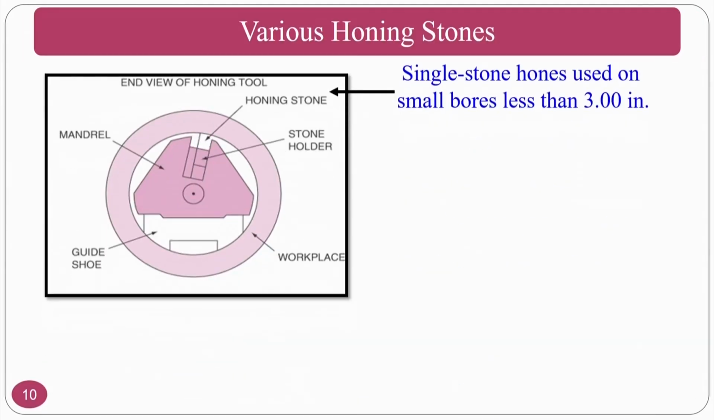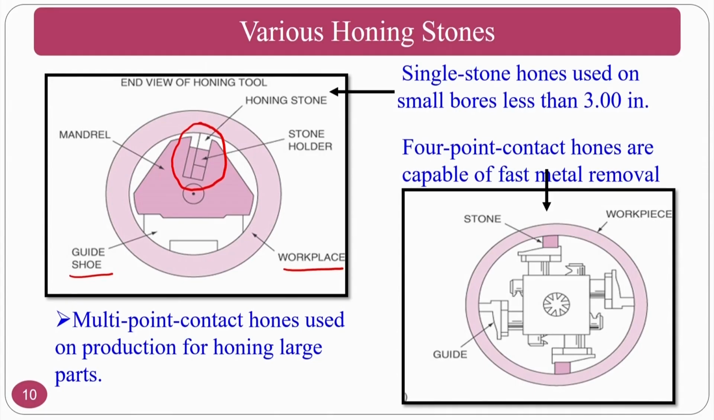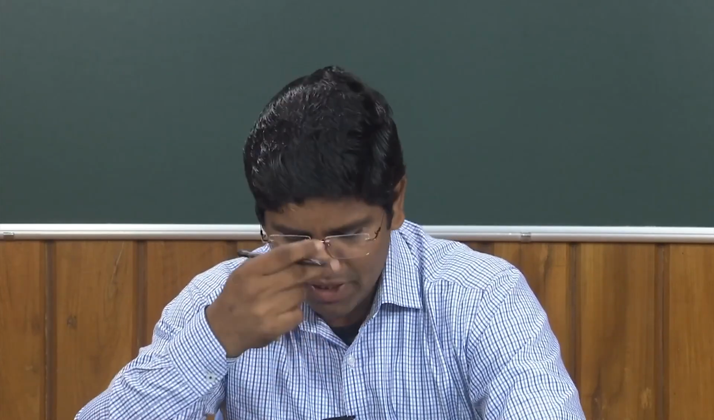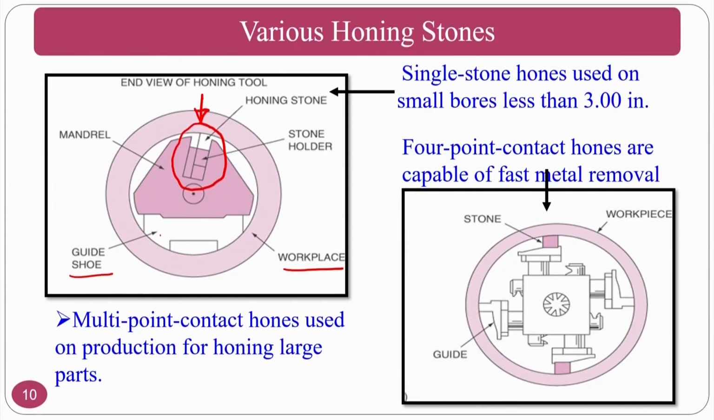Various honing stones, normally if you see, these are the single ones where you have only a single honing stone and it will try to abrade the workpiece. The workpiece is here, and the guide shoe is there, and the mandrel and other supporting systems for the abrasive stick are there. The basic problem with this single stick is that the material removal rate is very low. At the same time, there may be vibrations because on one side you are removing material. Assume that you are removing material on this side, you do not have anything on the other side. So, because of which there may be chances of slight vibrations.